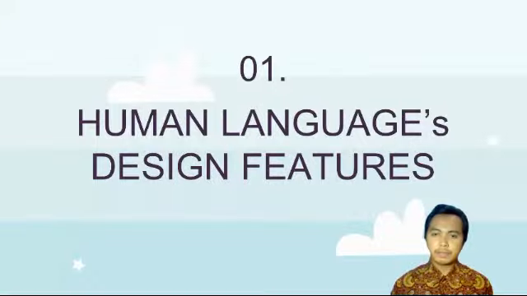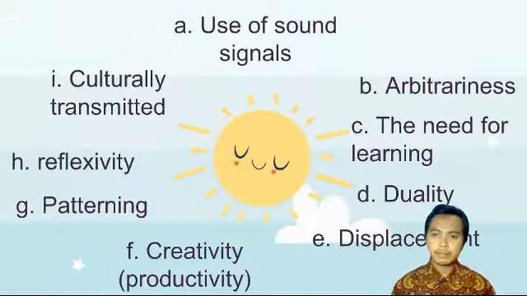The first one is the human language design features. There are about 9 or more differences between human language and animal languages. We can assume that there are some similarities between human and animals' languages, but there are also some differences. And I will be outlining those 9 differences. Those are use of sound signals, arbitrariness, the need for learning, duality, displacement, creativity, patterning, reflexivity, and cultural transmission.